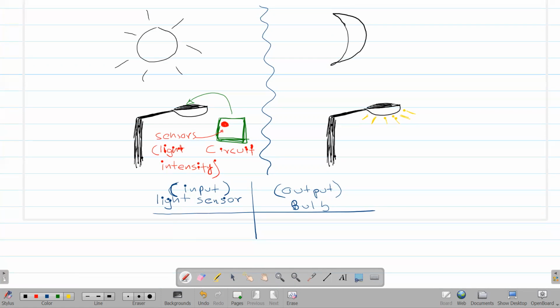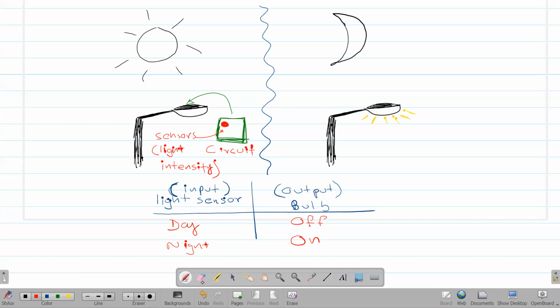So in very simple terms, right, in the daylight, we can consider it simply as day, and the night. Right, so during the day the bulb is off, and during the night the bulb is on, right?